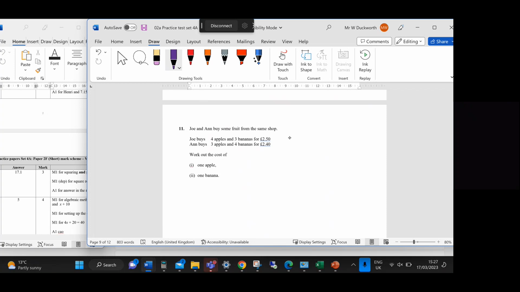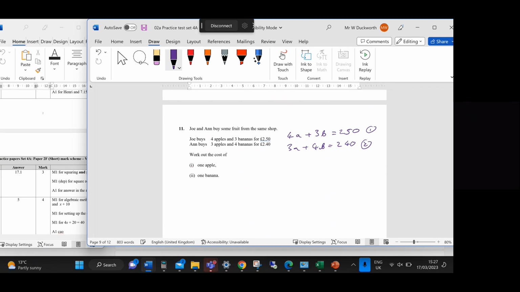So simultaneous equations, we've kind of done a bit of what simultaneous equations question earlier. So 4a plus 3b is £2.50. I'm actually going to convert them into pence just to help me out. So I'm going to say it's equal to 250. And 3a plus 4b is equal to 240. I'll call that equation 1 and that equation 2.